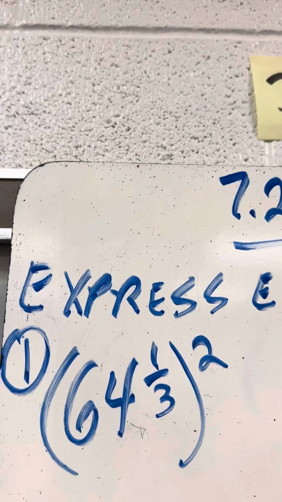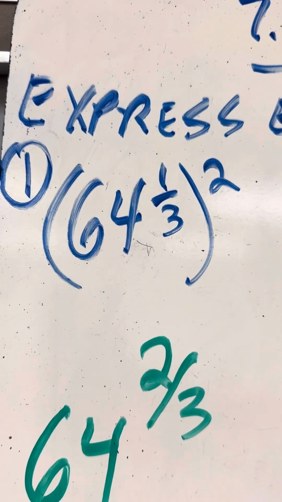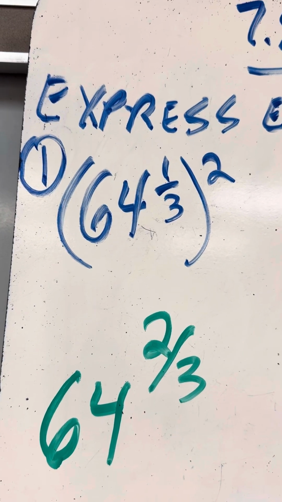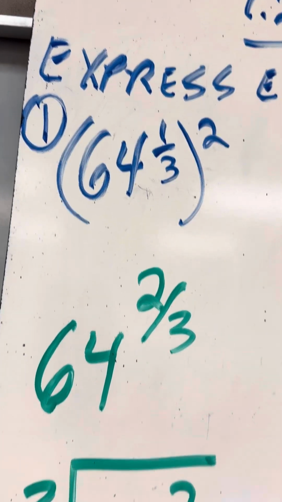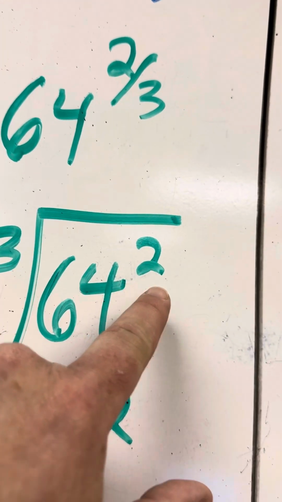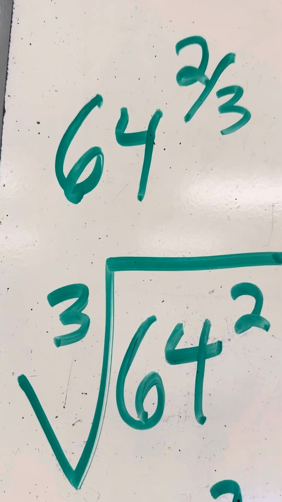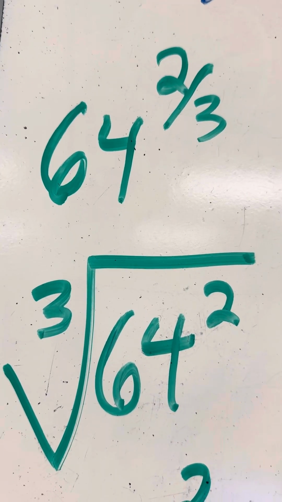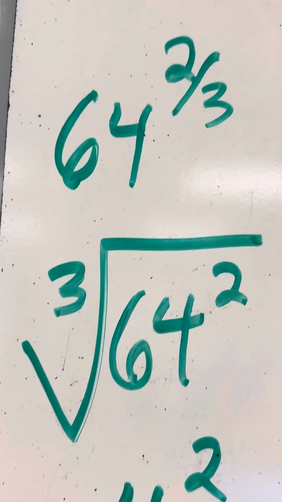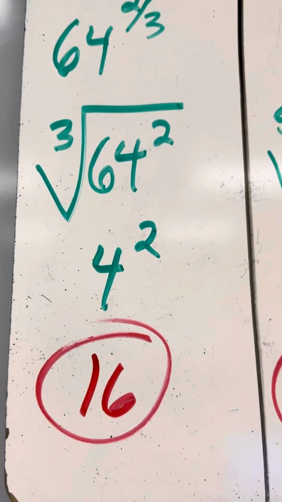64 to the 1/3 to the second power. That's going to be the same as 64 to the 2/3 power, because 1/3 times 2 is 2/3. So what you do is you take the 3 inside the root, and the 2 goes there. So now, what's the third root of 64? That's going to be 4, because 4 times 4 times 4 is 64. So now you have 4 squared. What's 4 squared? 16.